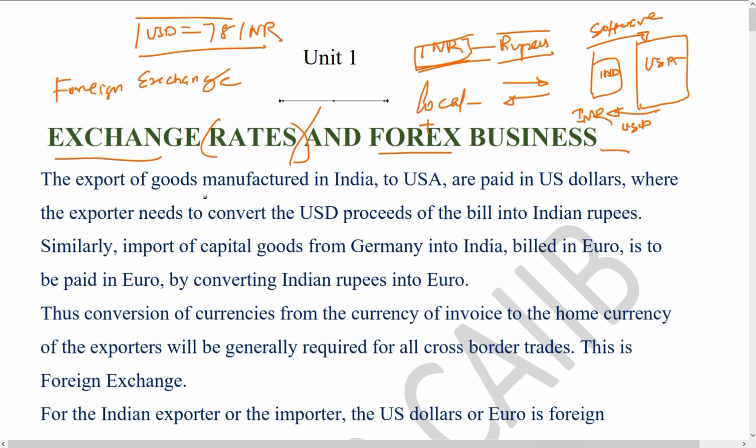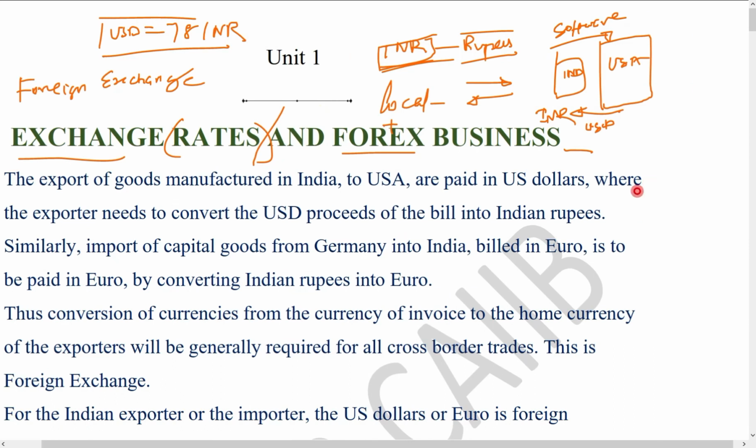The export of goods manufactured in India to USA is paid in US dollars, where the exporter needs to convert the US dollar proceeds of the bill into Indian rupees. The person who is manufacturing the product exports to USA, but is paid in US dollars. That person importing the goods from India pays in US dollars, and you are converting the US dollars to Indian rupees.